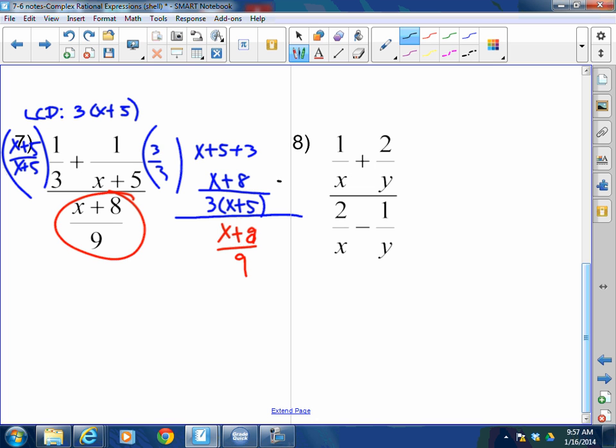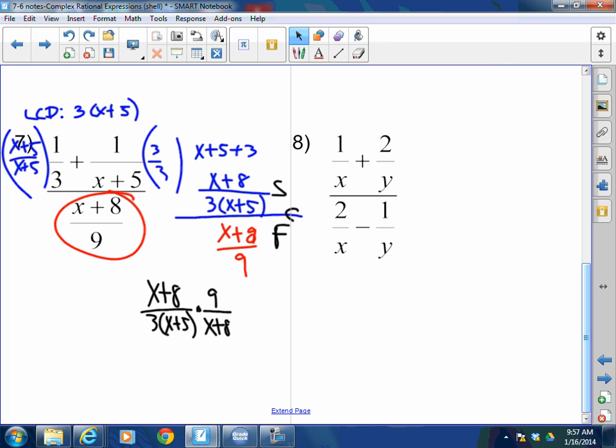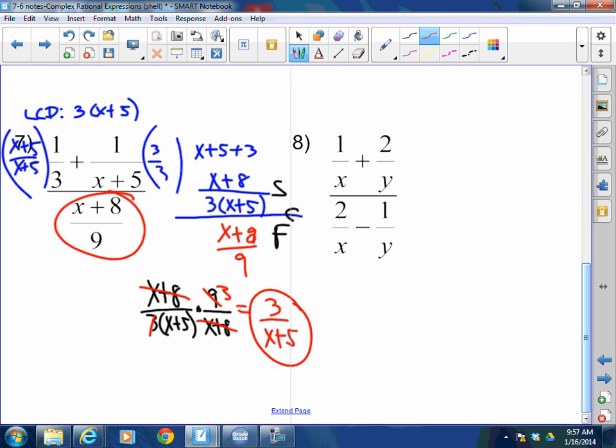Now, stay, change, flip. X plus 8 cancels, x plus 8 cancels. 9 divided by 3 is 3, so that cancels out to 3. So it's 3 over x plus 5.